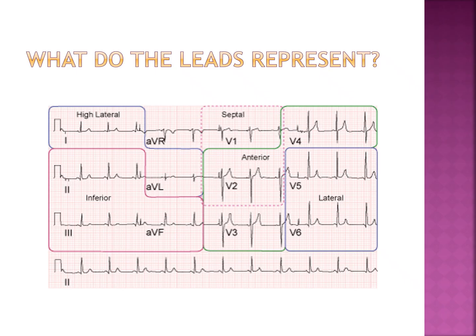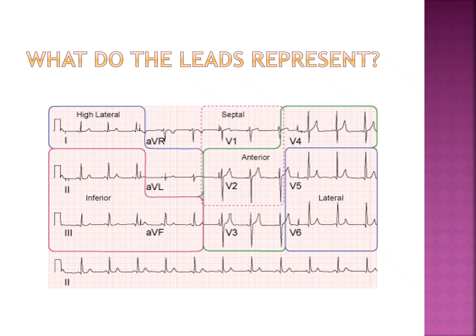If you see changes in V3 and V4, but you don't see any changes in V1, and maybe a little bit of change in V2, then we're dealing with an anterior injury. If you see ST elevation in V1, 2, 3, and 4, then you have a septal anterior wall or anterior septal wall MI, however you want to determine it. And then V5 and V6 are lateral.